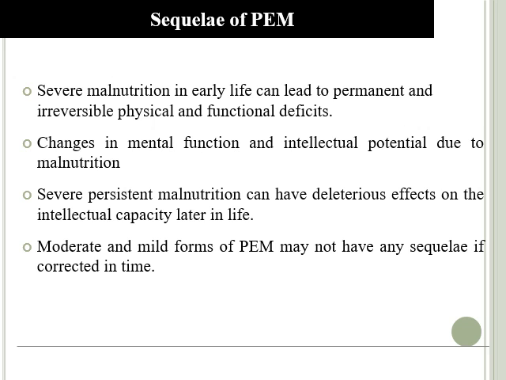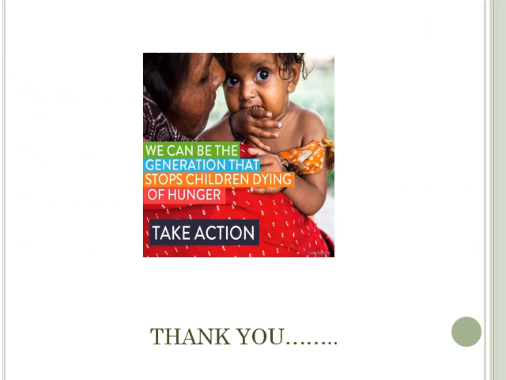Sequelae of PEM. Severe malnutrition in early life can lead to permanent and irreversible physical and functional deficit. So there will be changes in mental function and intellectual potential due to malnutrition. Remember, if it is not corrected on time, it may affect brain function. Severe persistent malnutrition can have a deleterious effect on intellectual capacity even later in life. Moderate and mild forms of PEM may not have any sequelae if corrected on time. That's it. This is all about protein energy malnutrition.